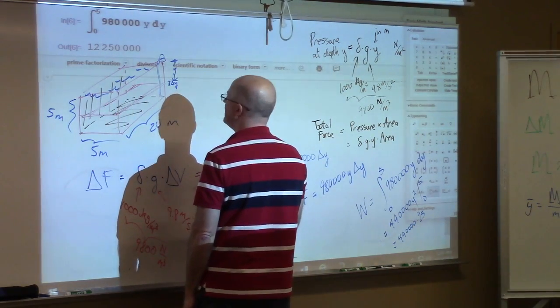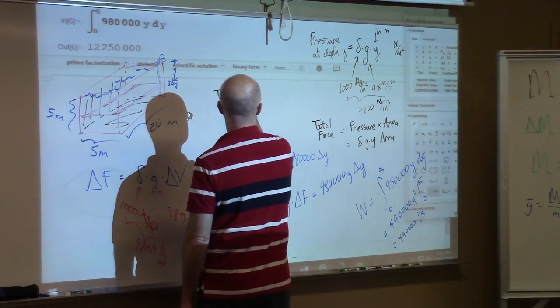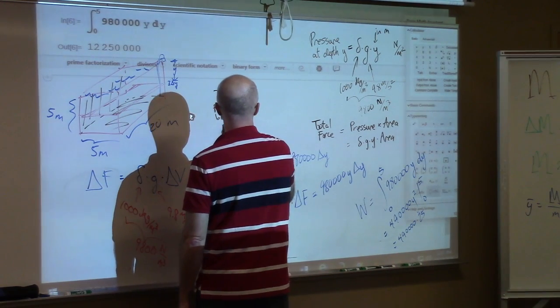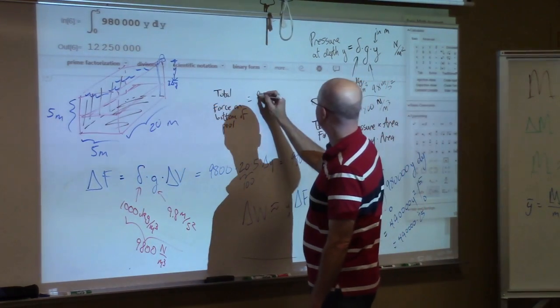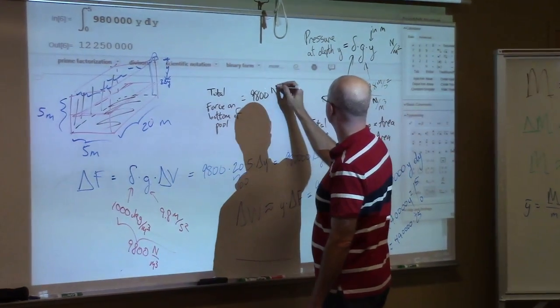So, with the case of the bottom of the pool, total force on the bottom of the pool, delta times g is again 9,800. Go ahead and put units in, newtons per cubic meter.